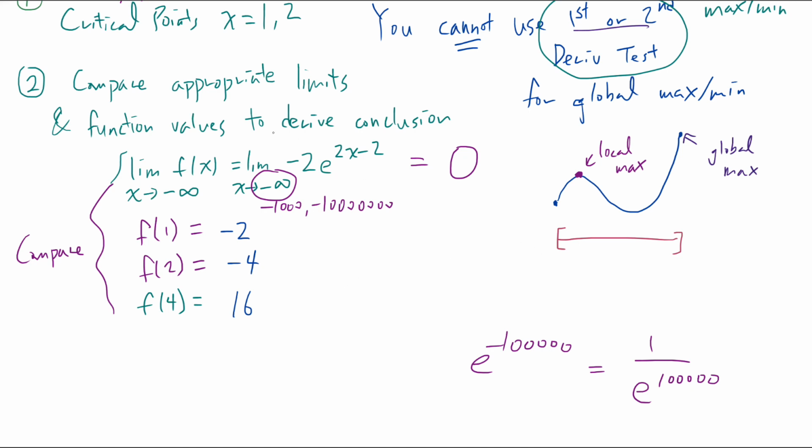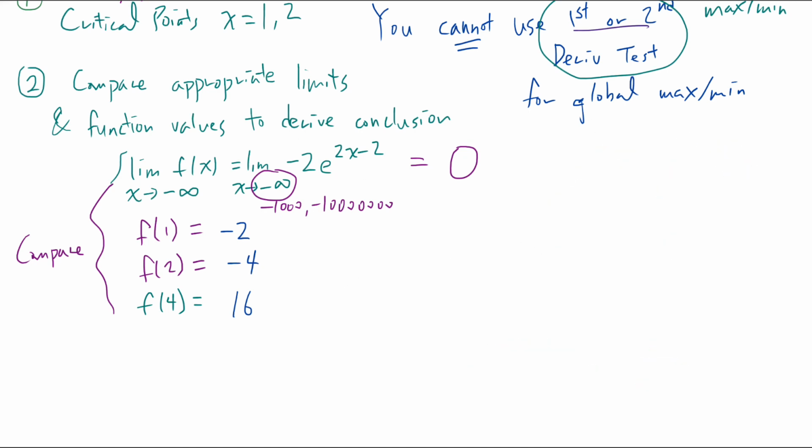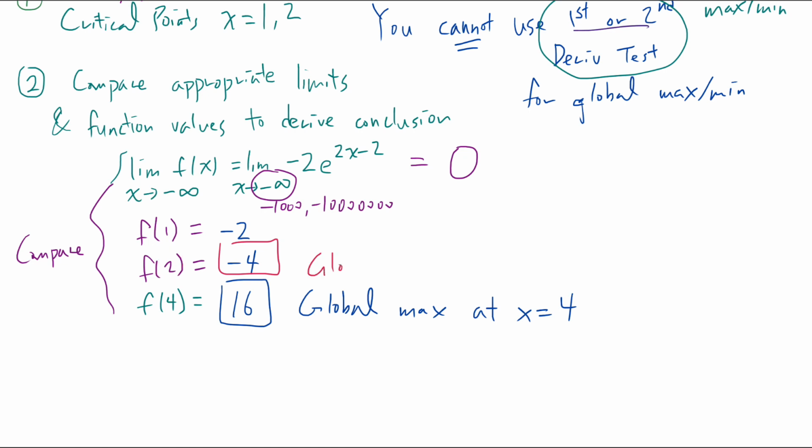So now, once you have it, you compare. We are going to see which one's the largest and which one's the smallest. Here the largest one is 16. And 16 is not a limit. It's a function value. So you can actually get 16 by plugging in 4. So you know this is a global max happening at x equals 4. So this is nice. What about the smallest value here? Well, the smallest value is negative 4. And you can actually achieve it because when you plug in 2, you actually get negative 4. So you know this is a global min at x equals 2.